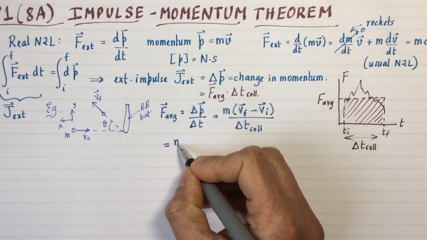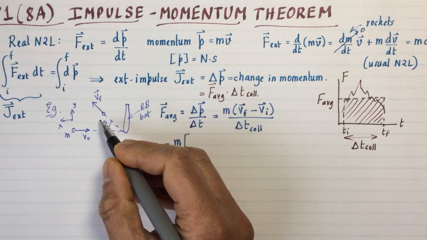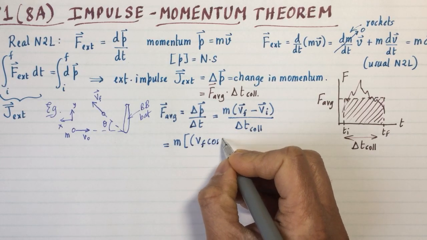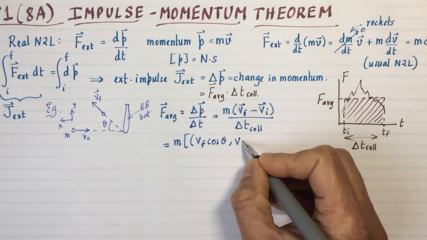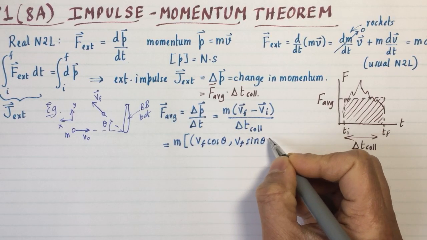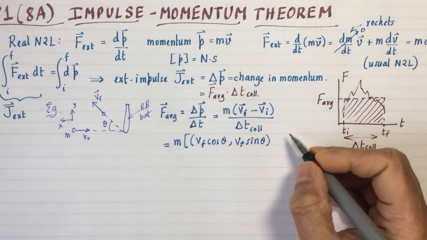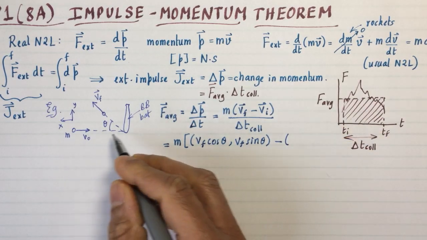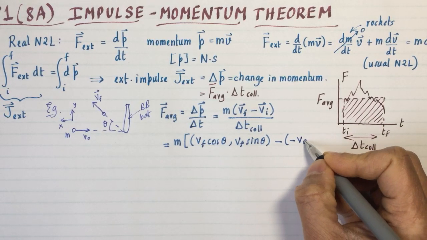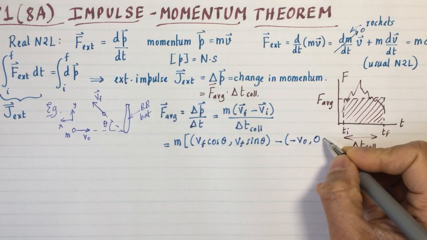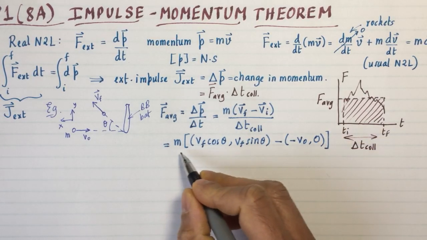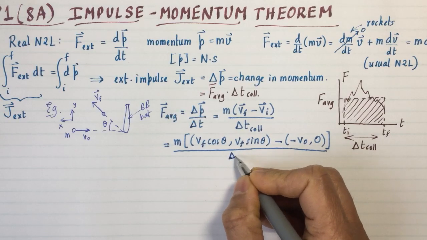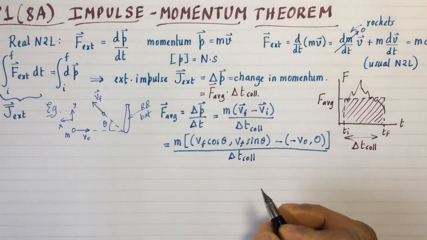The final velocity is given by the x component is vf cosine theta. The y component is vf sine theta. Keep in mind that left is positive and up is positive. And the initial velocity, because left is positive, right is actually negative, is going to be negative v0, and the y component is 0. I'm denoting vectors as ordered pairs to avoid writing i hat and j hat. Delta t collision. And that's really your answer.